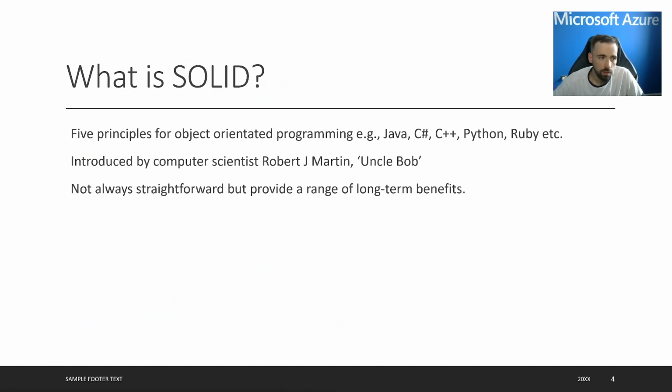So what is SOLID? Well, SOLID is 5 principles for object-oriented programming languages. These were introduced by computer scientist Robert J. Martin in 2000, and he's known in the industry as Uncle Bob. Following these principles is not always straightforward, but they provide a number of benefits I'm going to explore now.